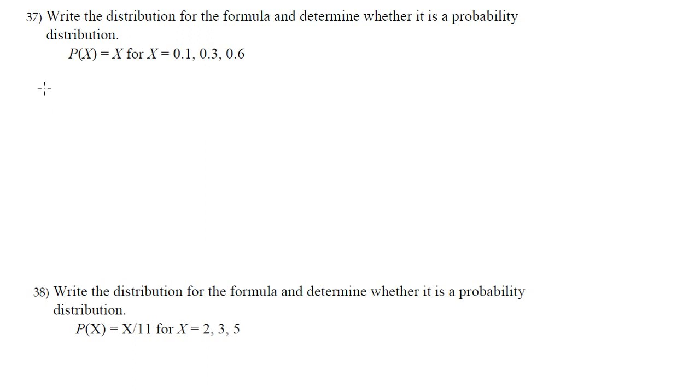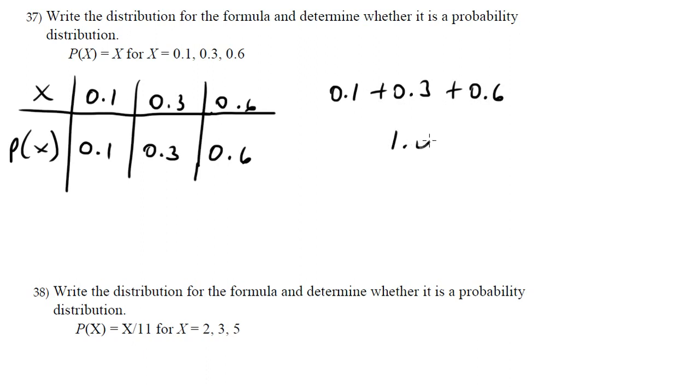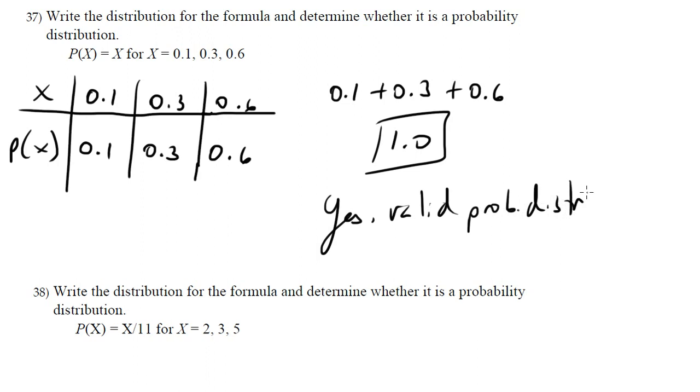Let's see. X, probability of X. So X, we've got 0.1, 0.3, 0.6. We've got those three values. And it says the probability of x equals x. It just equals this value. So the probability of 0.1 is 0.1. The probability of 0.3 is 0.3. Probability of 0.6 is 0.6. Every probability is between 0 and 1. Let's add them up. And if we get 1, we are golden. 0.4 plus 0.6, that's 1.0. Yes. Valid probability distribution. Exclamation point on that one.